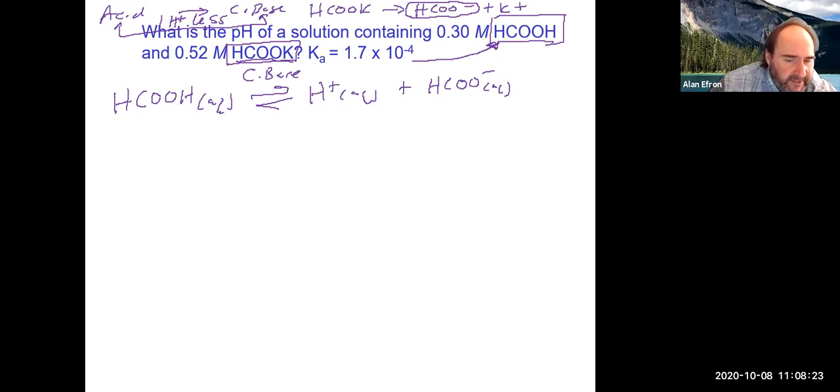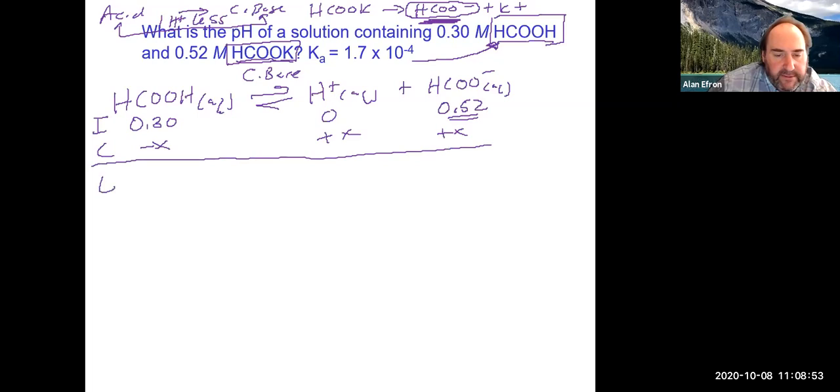Since I started it here, let me show you the start of one way, which is the ice table way. In the ice table approach, you would go with 0.3 there, and this would be 0. Because it's a common ion, we would have an initial concentration of our common ion coming from this guy up here. The rest would be the same: minus x, plus x, plus x, getting you at equilibrium 0.3 minus x, x, and 0.52 plus x.